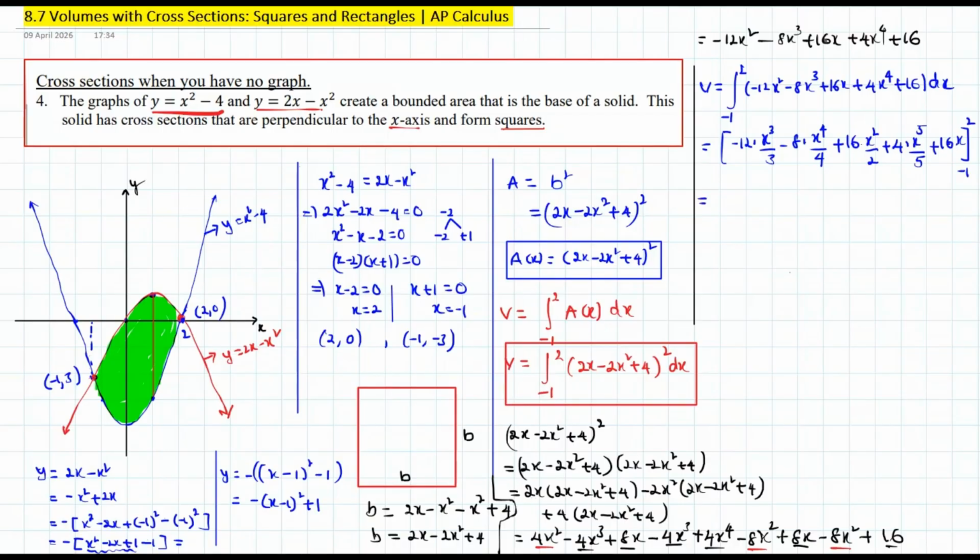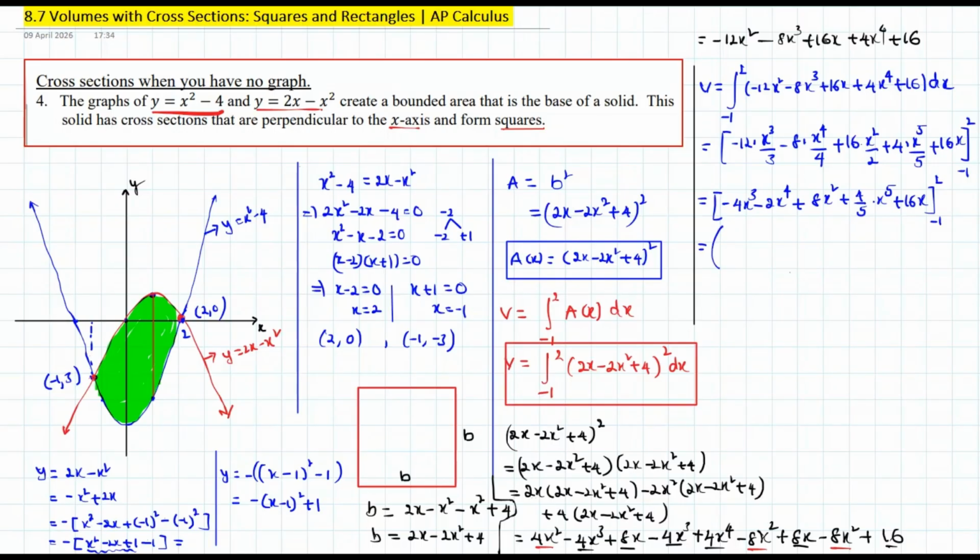So this is equal to negative 12. So we can now simplify this one. Three ones and three fours, that is negative 4x cubed. Here four ones and four twos, that is negative 2x to the power 4, plus here two ones, 2 8s, 8x squared, plus 4 fifths x to the power 5 plus 16x, from negative 1 to 2. Okay, so now plug in the limits.